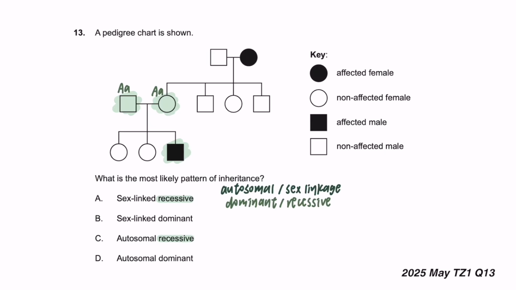The second step is to determine if the trait is sex linkage or autosomal. Since the trait is a recessive trait, if the trait is sex linkage, the genotype of this mother would be XAXa. She would pass her X chromosome to her son. So that means her son's genotype must be XaY, an affected male. However, both of her sons are non-affected, so the trait would not be sex linkage, and it must be autosomal.